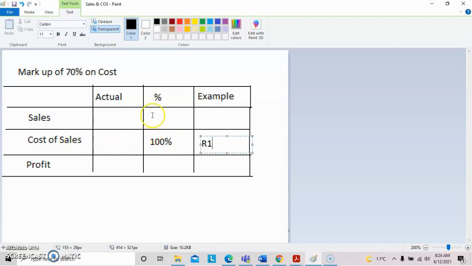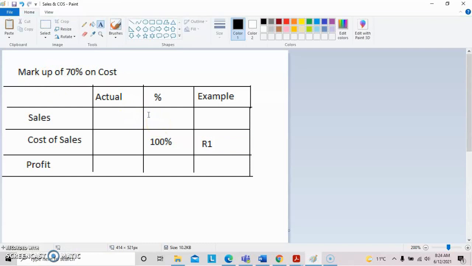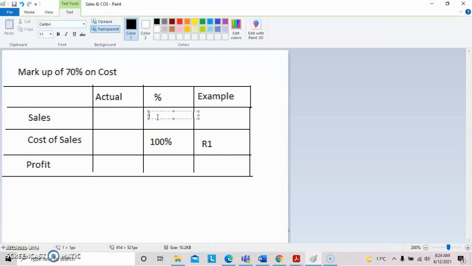Okay, so now here's the interesting thing. They are telling us that the markup is 70% on cost. So what do they mean when they say that? They are telling us that they've decided that they are going to say 100%, which is the cost of sales, the original. Then we mark it up, like we are increasing it. You get it? Mark up with what? With 70%. You get it?